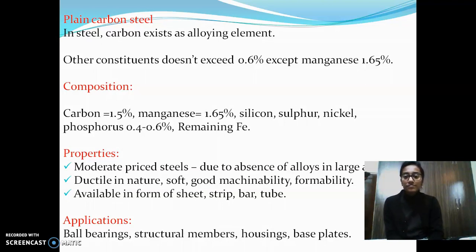So the properties of plain carbon steel. It is a moderate price steel due to the absence of alloys in large amount. It is ductile in nature, soft, and it has good machinability and formability. It is available in the form of sheets, strips, bars, tubes. Applications of plain carbon steel: it is used in ball bearings, structural members, housings, and base plates.